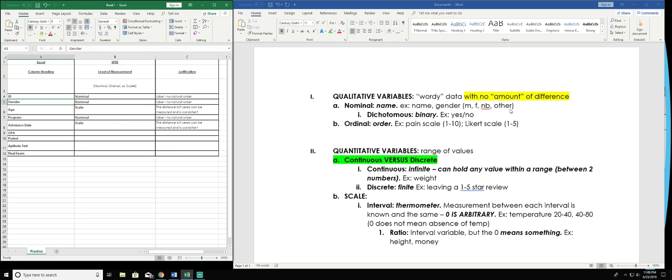Gender, we've already talked about gender and how this is a nominal variable because it's a label with no order and we can't rank it.